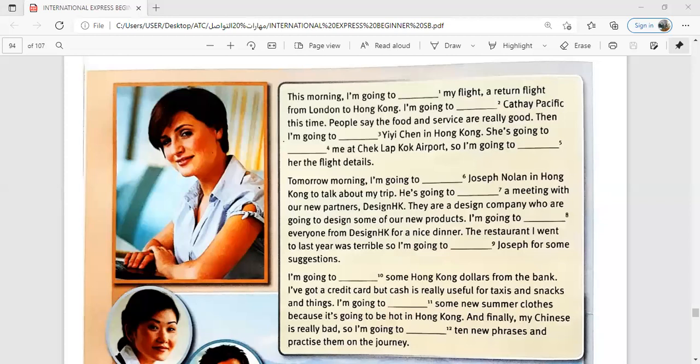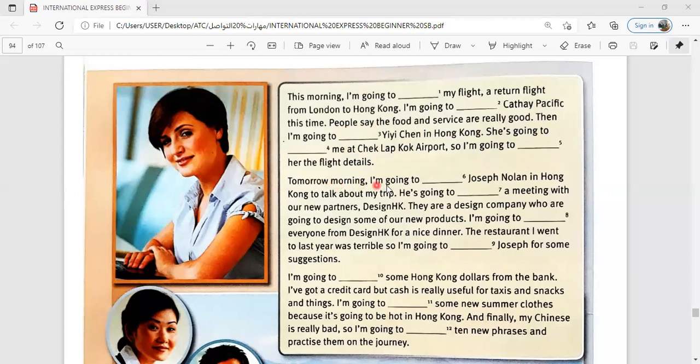10.1 This morning, I'm going to book my flight, a return flight from London to Hong Kong. I'm going to fly Cathay Pacific this time. People say the food and service are really good. Then I'm going to email Yi Chen in Hong Kong. She's going to meet me at Chek Lap Kok Airport, so I'm going to send her the flight details.